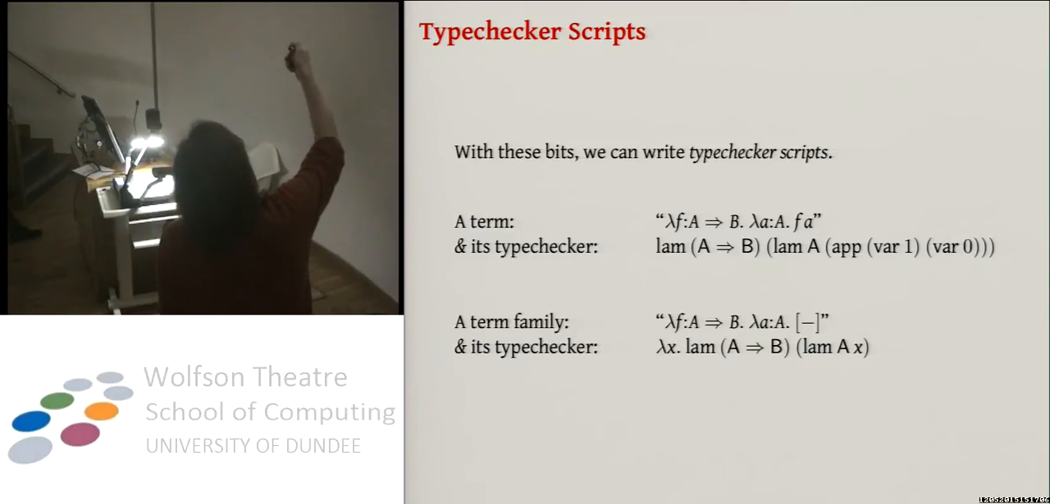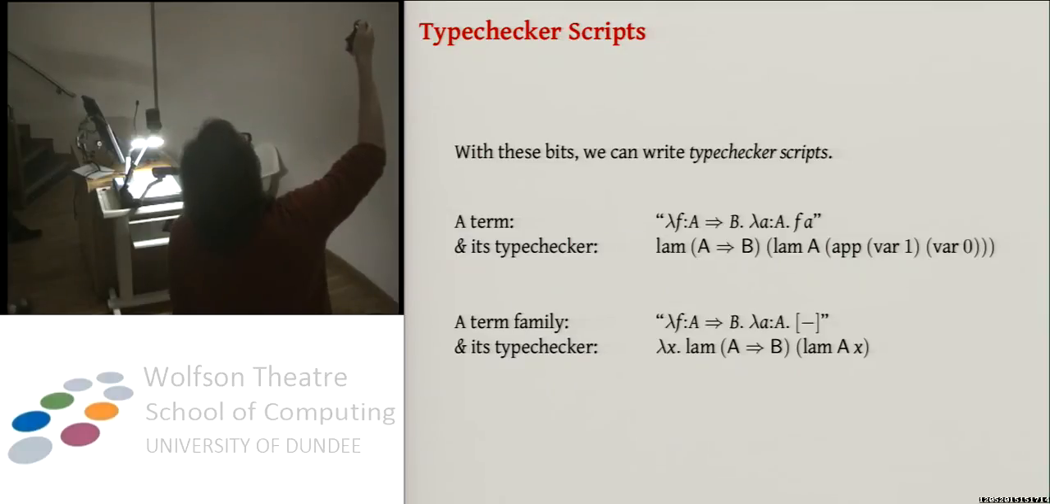It was running, let's do a type checking process for lam a to b, then a type checking process for lam a, then a type checking process for application, and a type checking process for variable 1, and a type checking process for variable 0.